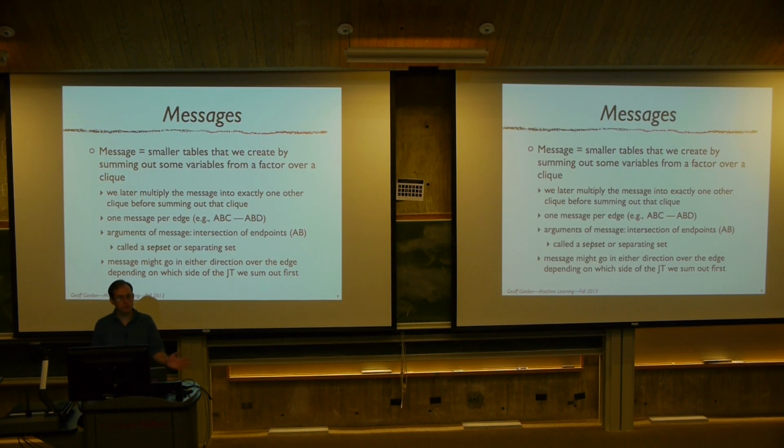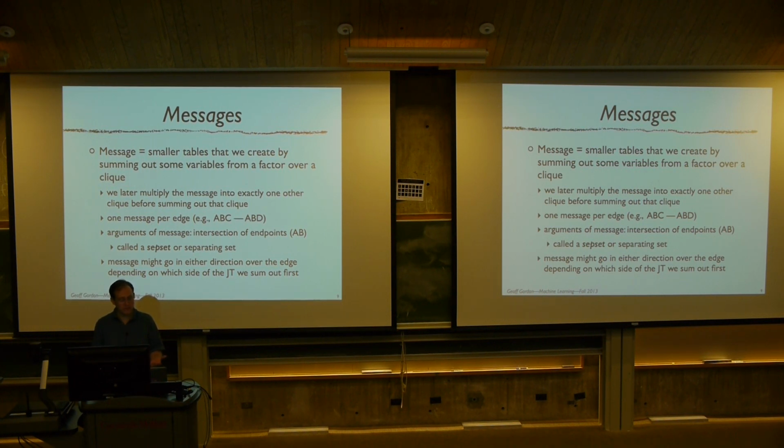So I think I said this before, but I wanted to put it up on a slide, right? So the formal definition of a message is just a smaller table that we create by summing out some variables over a factor, right? So we have a clique in our clique tree. We sum out some of the variables. We get a table over fewer arguments, and that's a message. And we'll take this message, and we'll later multiply it into exactly one other clique, right? And there's going to be one message per edge. It could go in either direction over the edge, right?